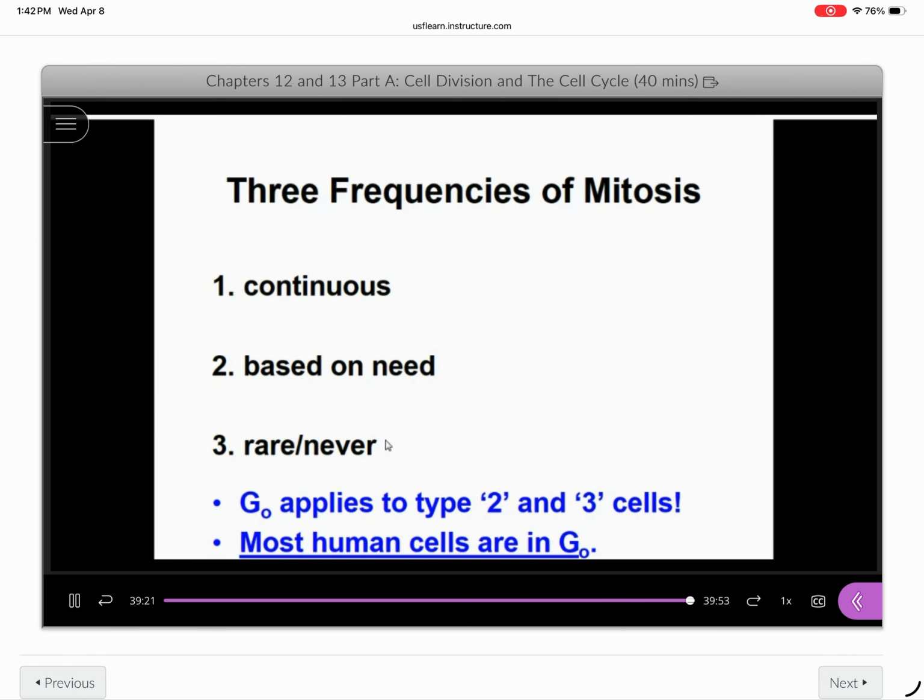G0. Most human cells are in G0, by the way. So at any given point in time in an adult individual, most cells are in G0. In fact, there's only a few we said are constantly dividing. All right, we'll pick it up there with the forms of the genetic material.